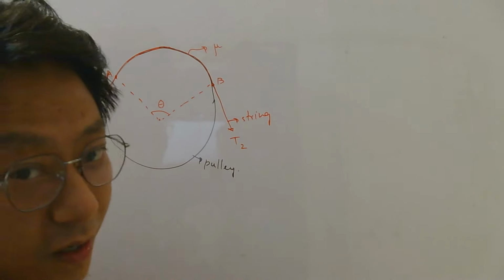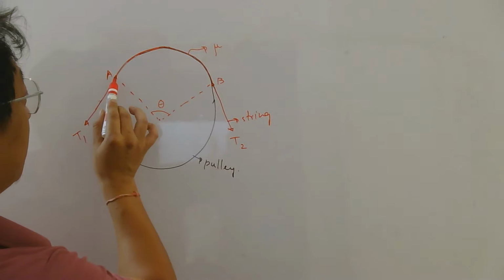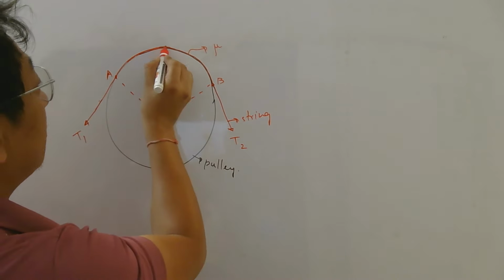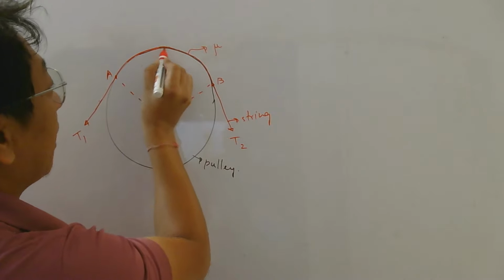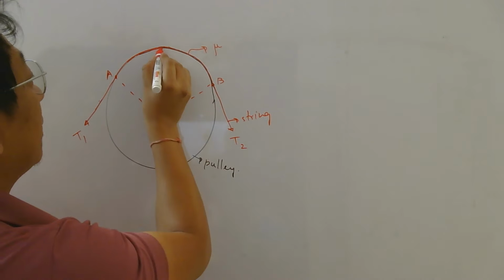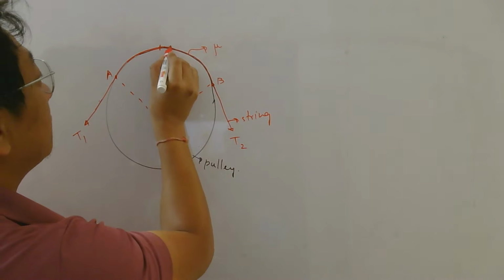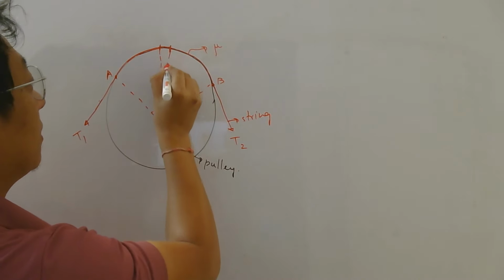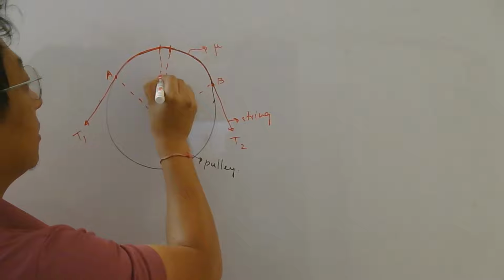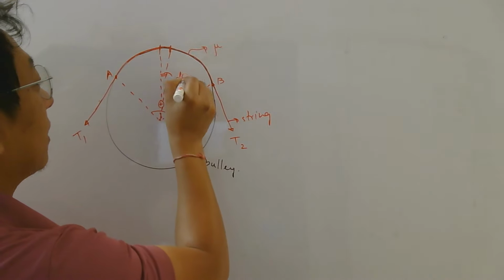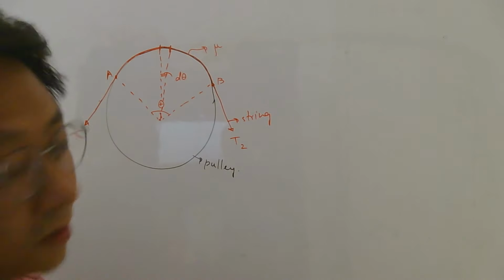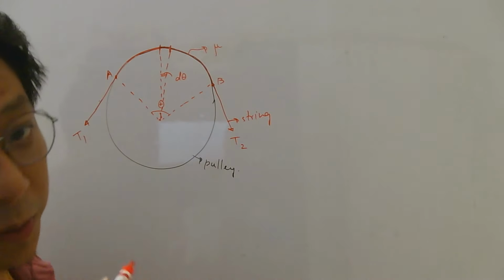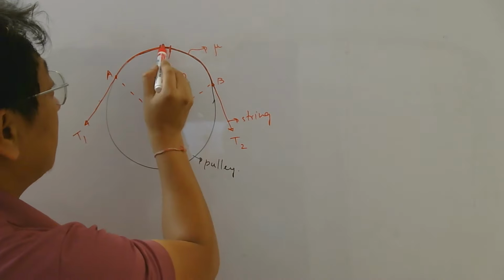Now to find the relation between the tensions at point A and point B, I will take a small part of this string as a system. So let me take this part, okay? And this angle subtended is quite small. So let me call this angle d theta. Quite small angle, okay?